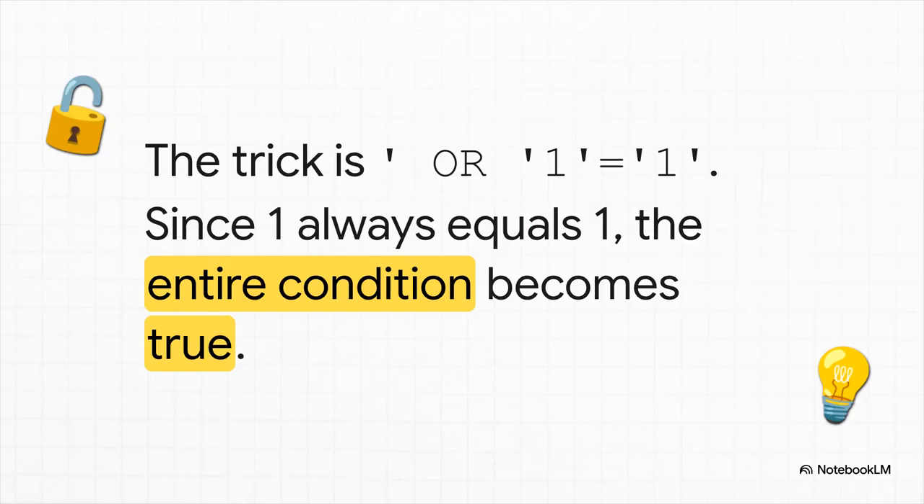And this is the little bit of text that breaks everything. The phrase, or 1 equals 1. By typing this into the username box, the attacker changes the entire logic. The question the database gets is now, hey, find me a user where the username is empty or where 1 equals 1. And since 1 always equals 1, right, the condition is instantly, automatically true. The password check doesn't even matter anymore. The database just says, yep, sounds good to me, and grants access.